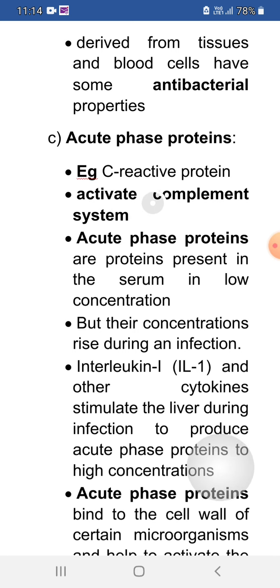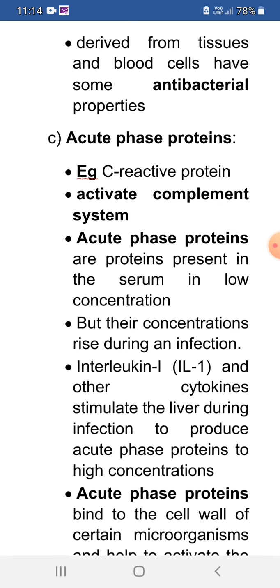The complement system is a group of proteins that, when activated, kill pathogens. And they have so many other functions, like activation of phagocytosis and activation of inflammation. So they also enhance immunity. So when complement is activated, it enhances immunity. They are proteins which stay in the body in inactive form, but when activated, they enhance immunity.